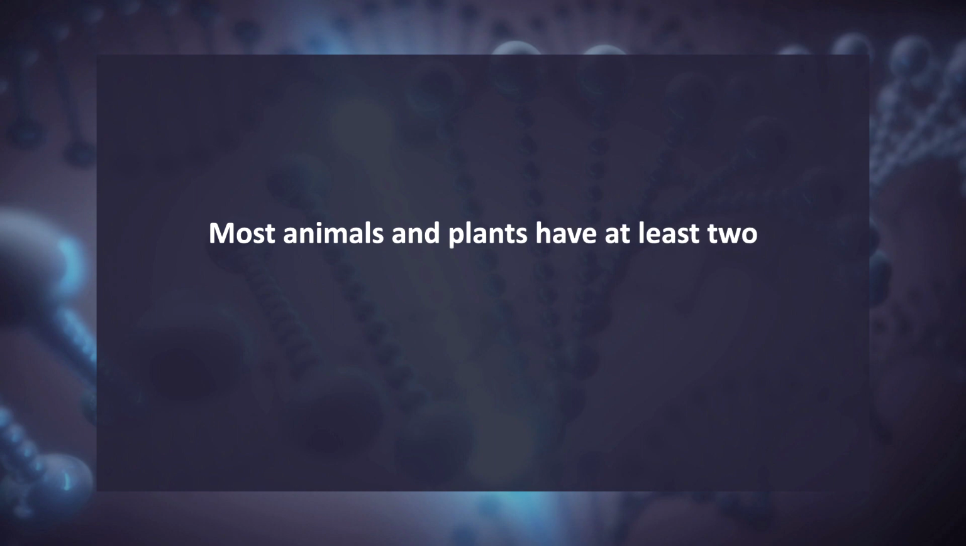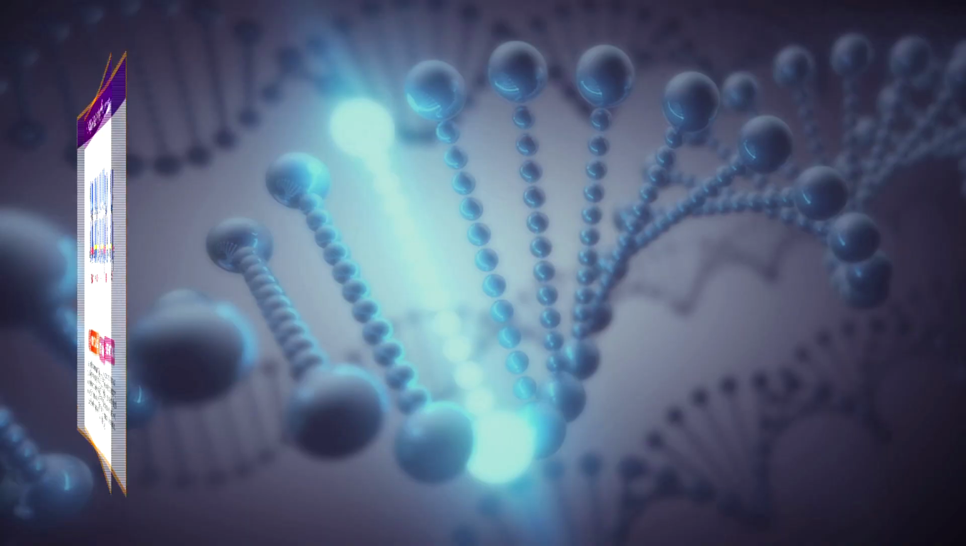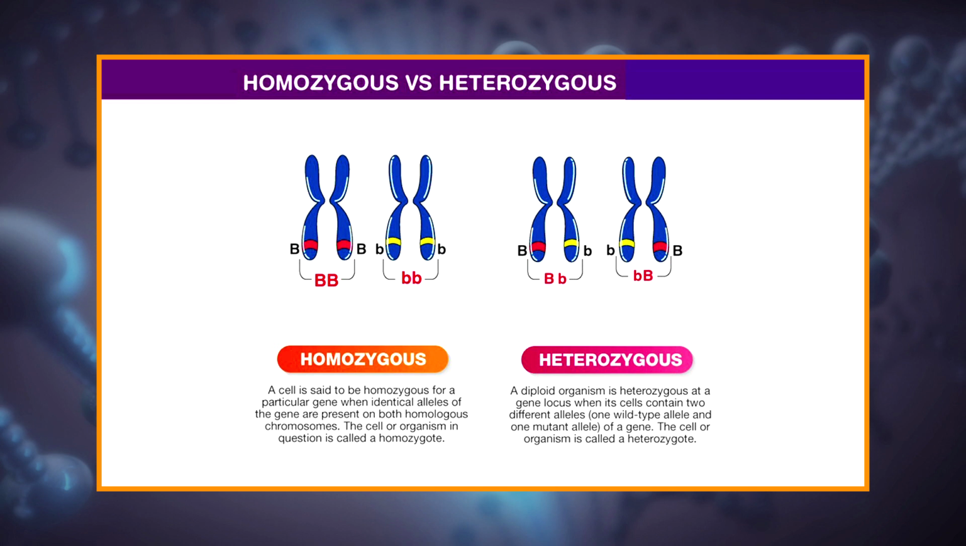Most animals and plants have at least 2 copies of each chromosome, one inherited from each parent, that is from mother and father. The copies of the genes found on these homologous chromosomes may be identical for that gene and may carry 2 copies of one allele. In that case, the organism is called homozygous, or the copies of the genes found on these homologous chromosomes may be different, and in that case the organism is called heterozygous.